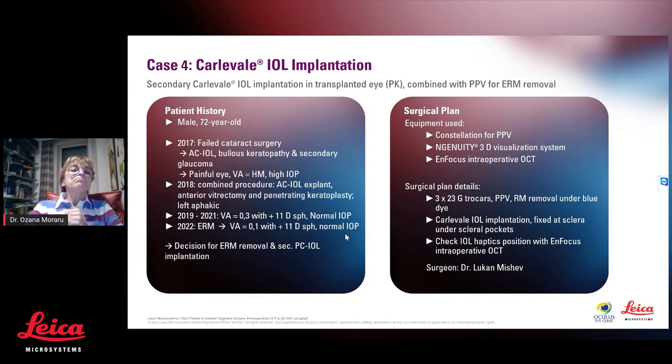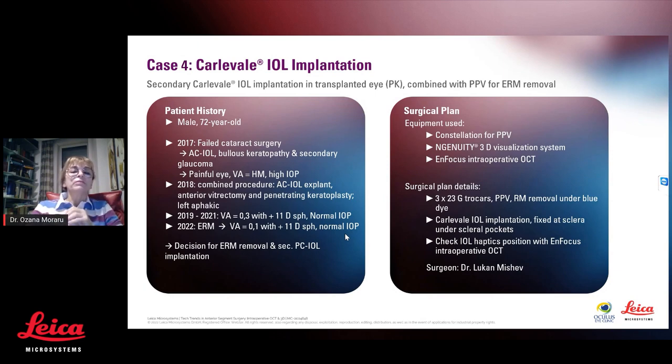This is a 72 year old male with a rich eye history. In 2017, he had a failed cataract surgery in another clinic, finished by implantation of an anterior chamber IOL, bullous keratopathy, and secondary glaucoma. He came to us with a painful eye, very low visual acuity, hand movement, and high IOP.